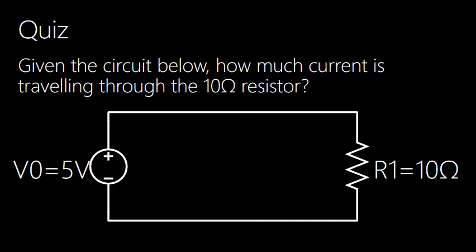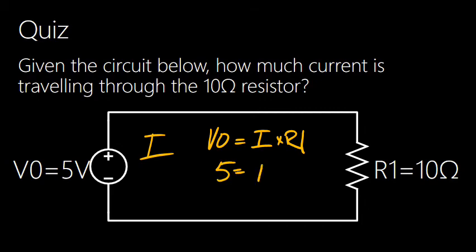Okay, the problem here was to solve for I, given the voltage and the resistance in the circuit. So if you apply Ohm's law, you would have found that V0 equals I times R1. So this would imply that 5 equals I times 10. That would translate to 0.5 amps.